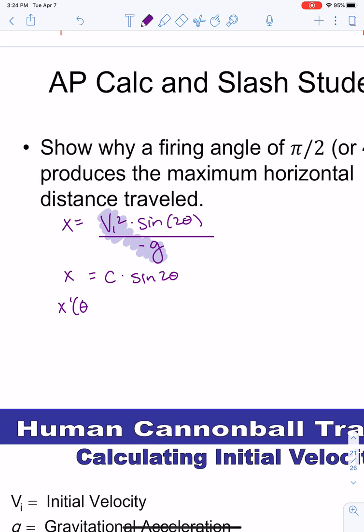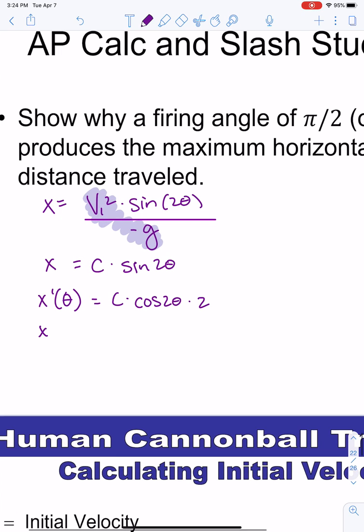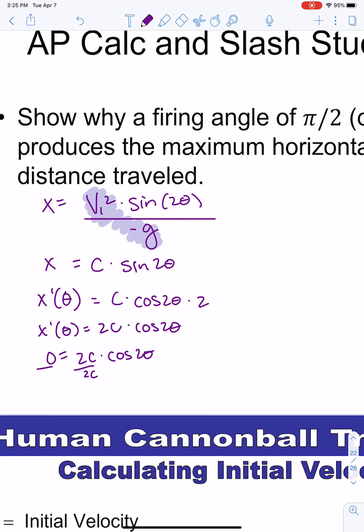Then when I take the derivative, I'm going to have constant times cosine 2 theta times 2. So I just took the derivative there with chain rule. Then I have 2c times cosine 2 theta, or basically another constant. I'm going to set my derivative equal to 0 to find the max or the min, and divide both sides by 2c to get rid of the constant.